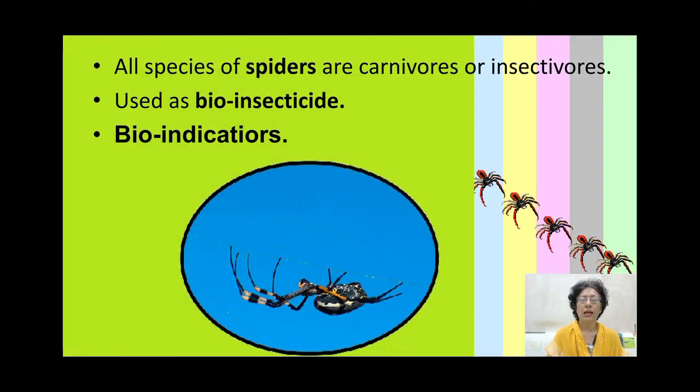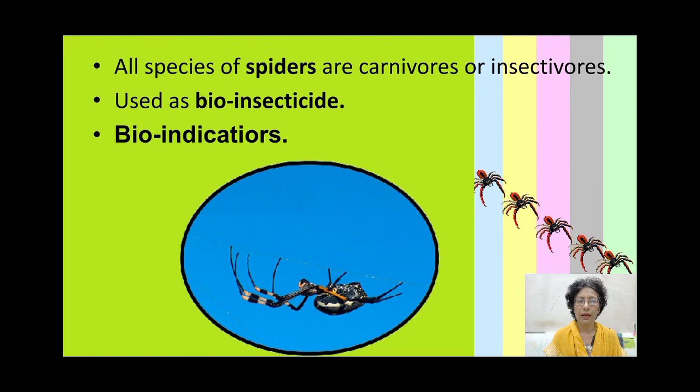As I initially told you, spiders are carnivores or insectivores, that is, they feed on insects. Considering this potential, various references show that spiders are used very successfully as a bioinsecticide in different agroecosystems like orchards, citrus fields, banana fields or paddy fields.